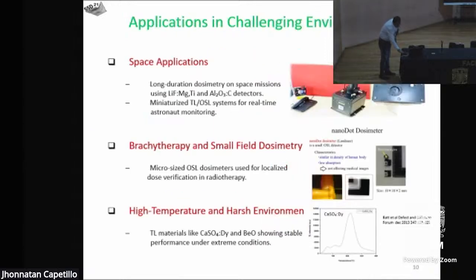Yeah, these are some tools already in practice. Perhaps you have seen them in high temperature, harsh environments. This morning we have also seen some presentations. Calcium sulfate dysprosium, to some extent, you can measure accidental exposure. You can use them for accidental purposes.